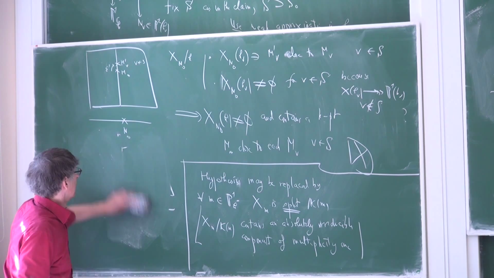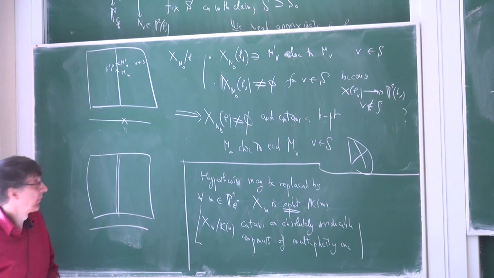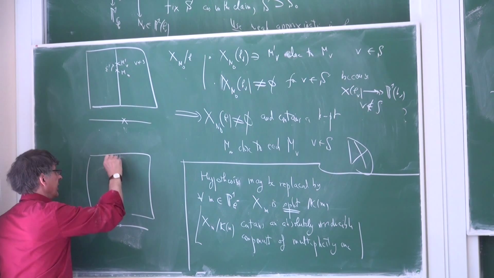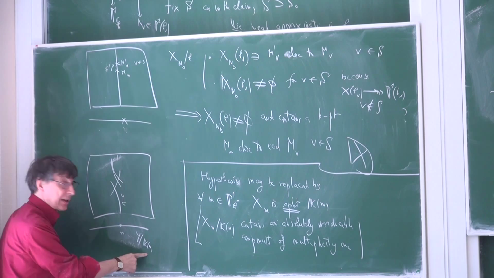But if the fiber is not reduced, if it was double like this, you would have trouble. What you can allow is that the fiber has one component, and anything else here doesn't matter. If there is at least one component such that its multiplicity over kappa of m is 1, and this one is geometrically integral.